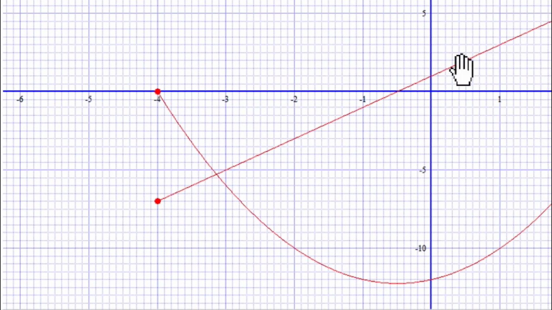Let me zoom in so you can see that the linear graph cut the curve at this point here. If you try to find the value of x at that point, that will give us minus 3.1. So s is equal to minus 3.1 at that point.